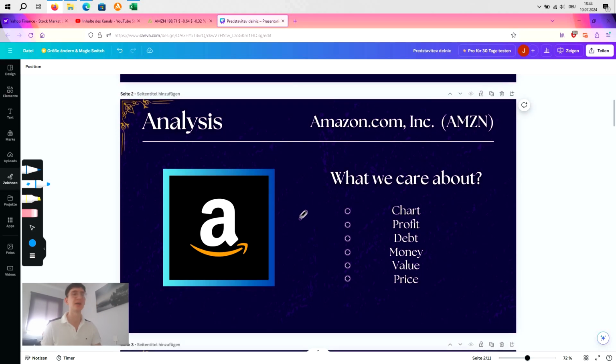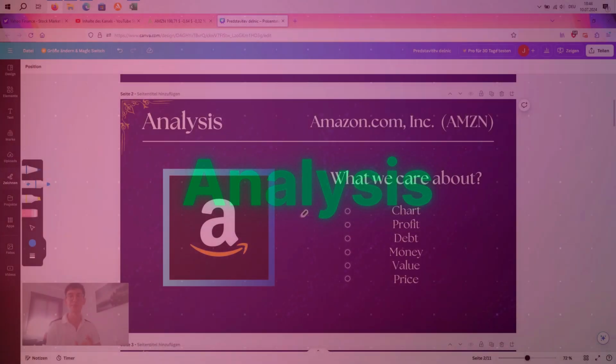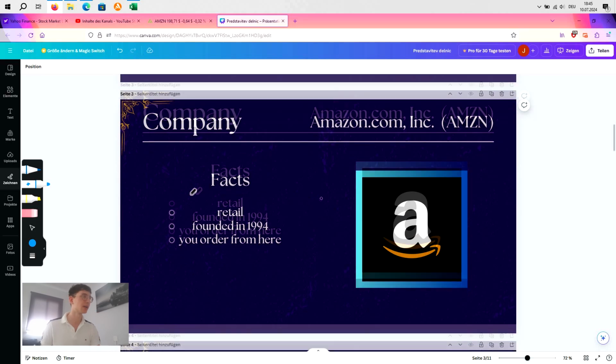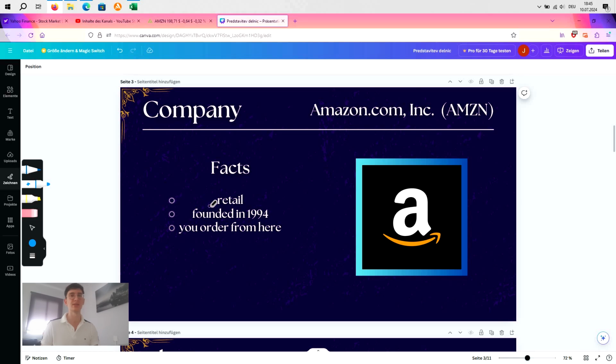Now let's start with the actual analysis. This is going to be very simple, beginner friendly, straightforward, without wasting time whatsoever. So yeah, let's go. As a complete beginner, you should generally care about the following 6 things. You should care about chart, profit, debt, money on the bank account, value, and price. Now here are some quick facts about Amazon. So this is a retail company. As you know, it was founded in 1994, whatever. And you probably order from here as well, so you know how famous it is.